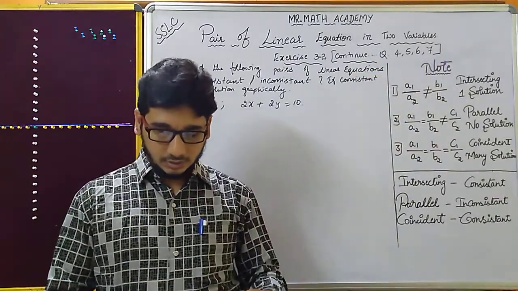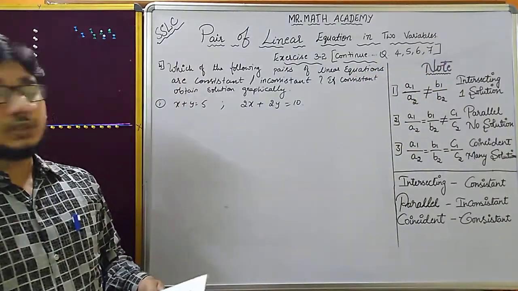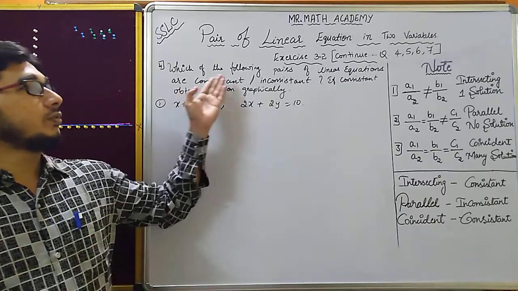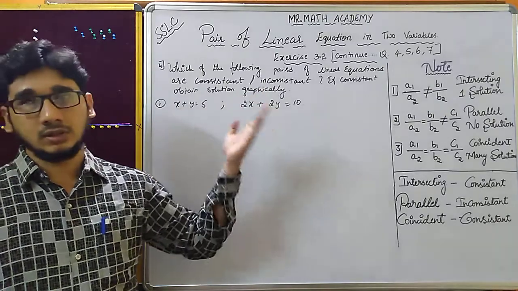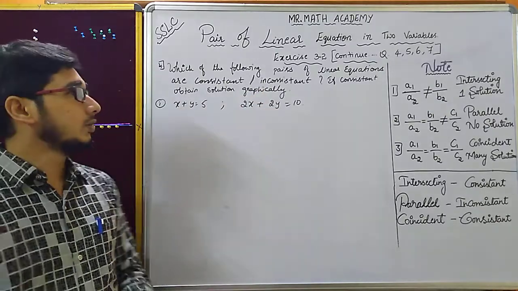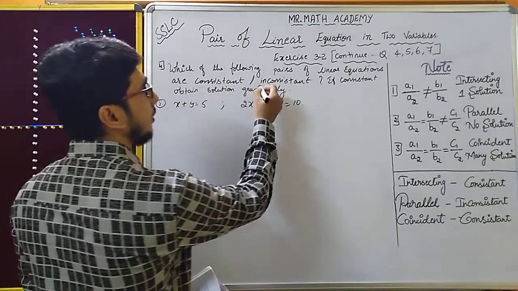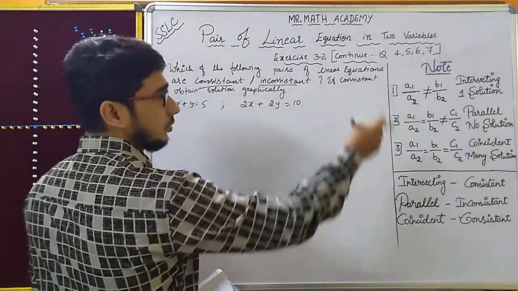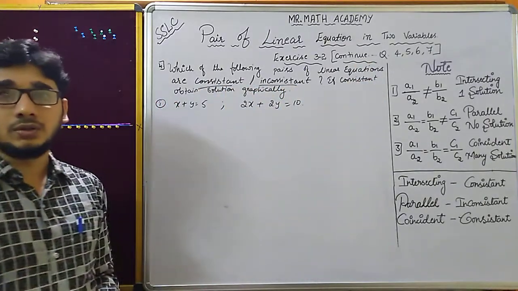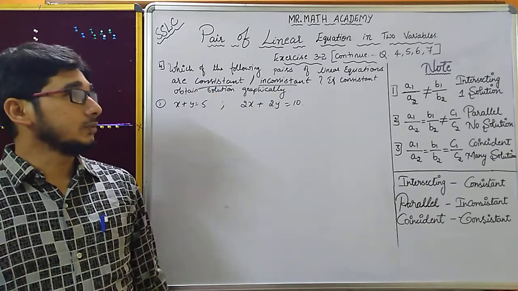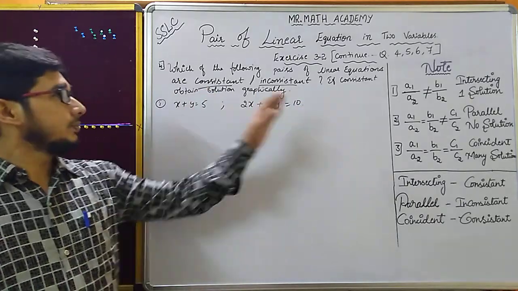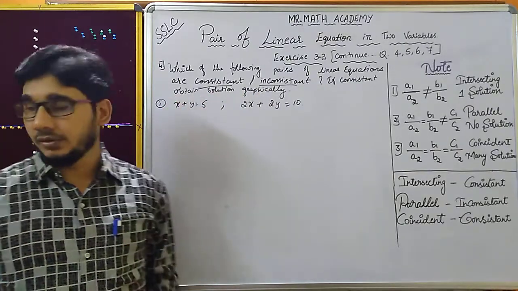The fourth question is like this: which of the following pair of linear equations are consistent or inconsistent? In the last video also I explained the same thing. We have to check whether it is consistent or not. This is the method we have to follow. If it is consistent, obtain the solutions graphically.